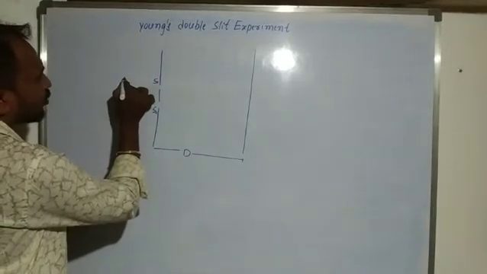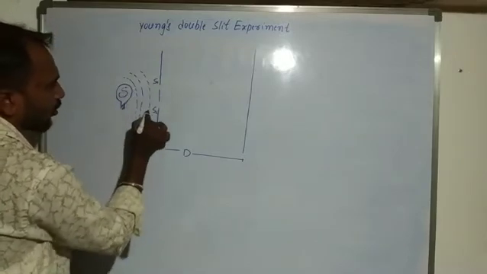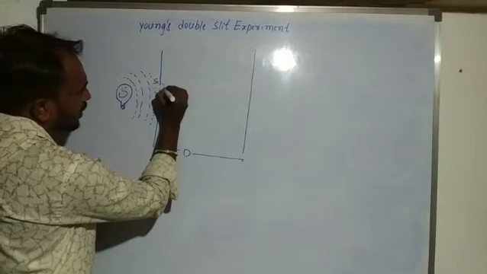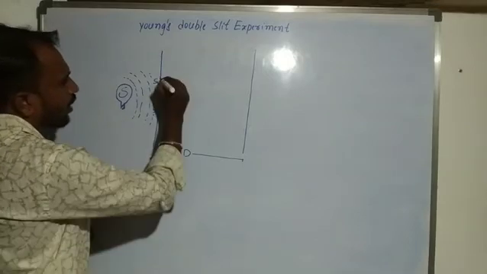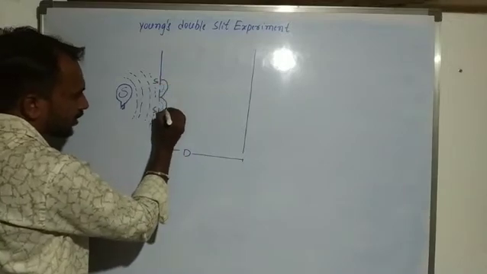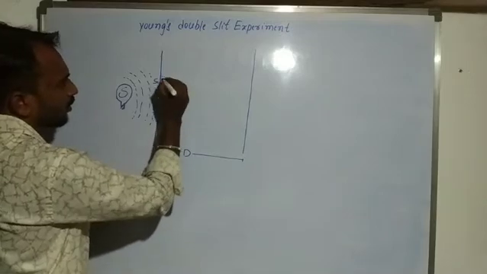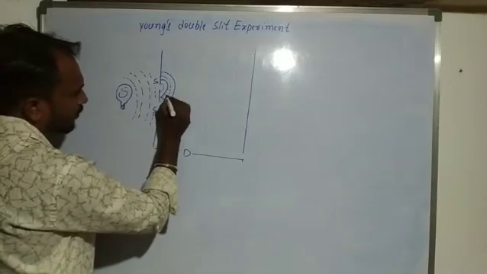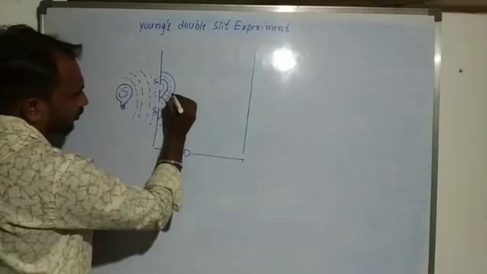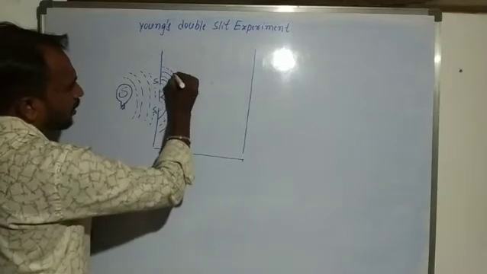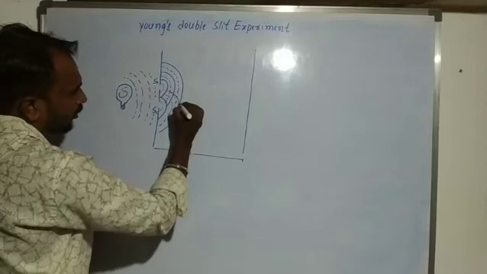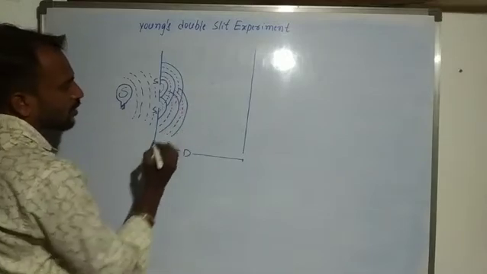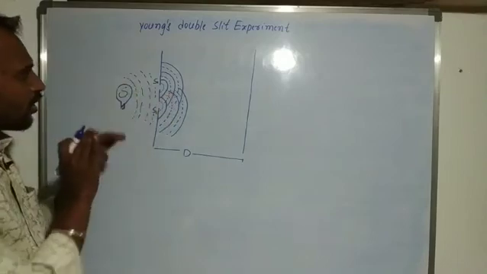This source continuously produces waves, and these waves pass through the slits. Suppose this one is a crest, and this one is a trough, and here also one crest and a trough. Crest falls on crest and trough falls on trough, or crest falls on trough, or trough falls on crest. So one wave overlaps with, or falls on, another wave.